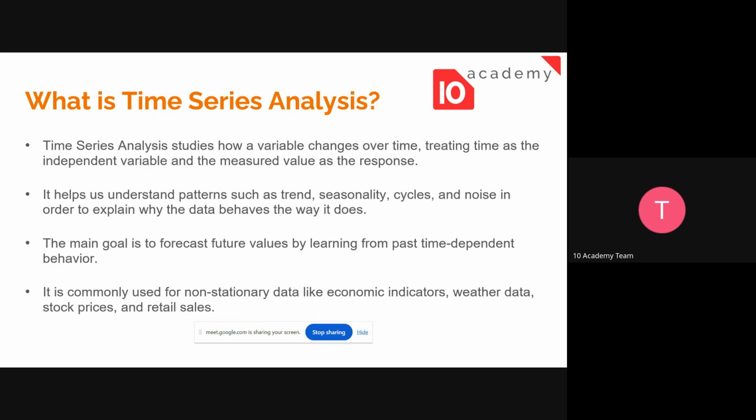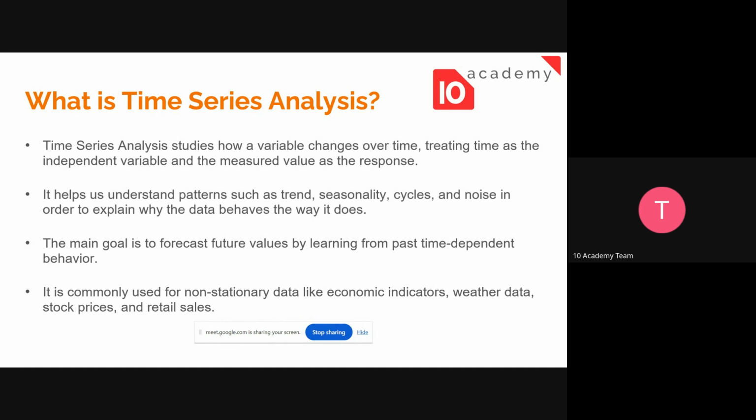It uses time as an independent variable, and it gives us an outcome like a prediction for the future, or a pattern to see the trend, the seasonality, the cycles, and the noise. So the main goal is to forecast future values by learning from the past time-dependent behavior. In this tutorial, we're not going to go deep into forecasting modeling and creating the model, but into how we identify a time series, and how we do the time series.